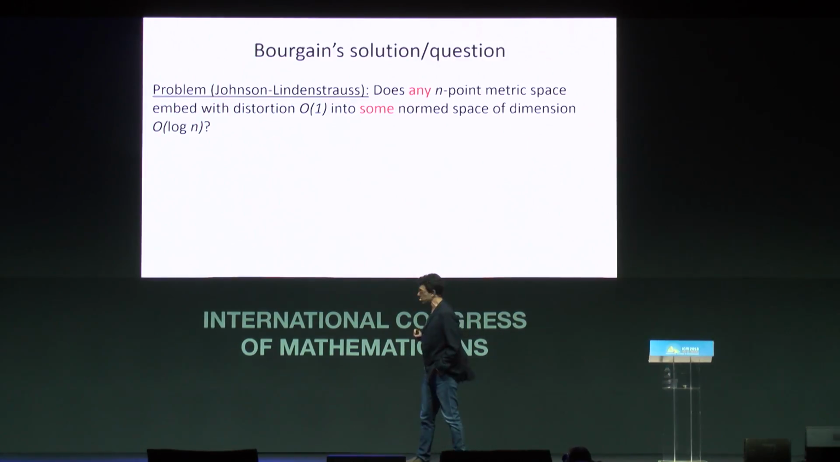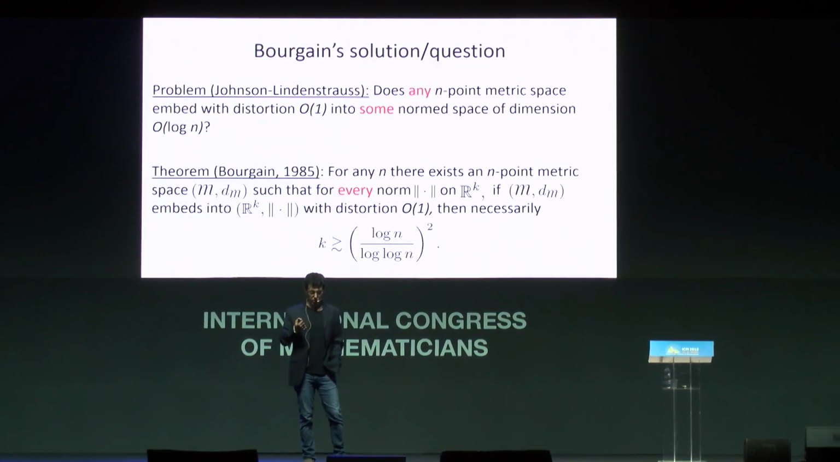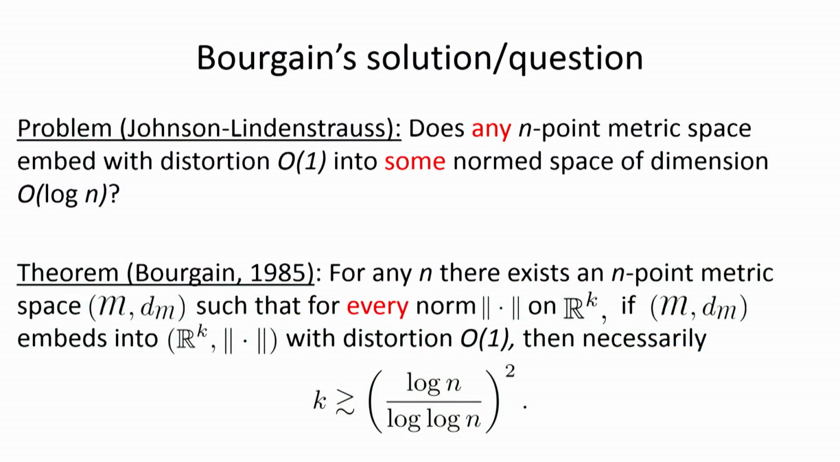So I'm rewriting here the initial question. Can you take an n-point metric space and realize it into some low dimensional, log n dimensional, R^k, where k is of order log n, while preserving distances up to a constant factor? Bourgain showed that the answer is negative. You cannot do this, but it's not too bad, it's mildly worse. He showed that there is an n-point metric space such that no matter how you come up with a norm on R^k, if your metric space is inside that norm, then k is not log n, it's at least something like log n squared, actually log n over log n squared.